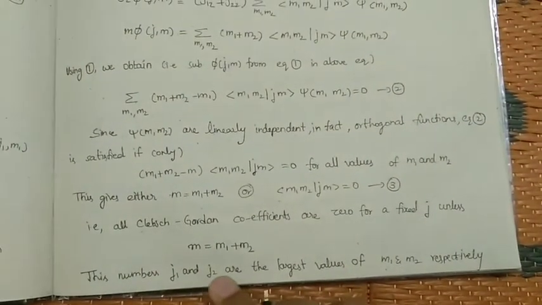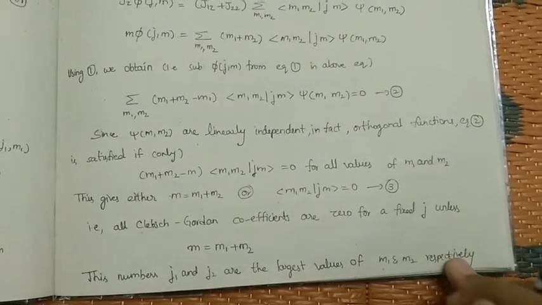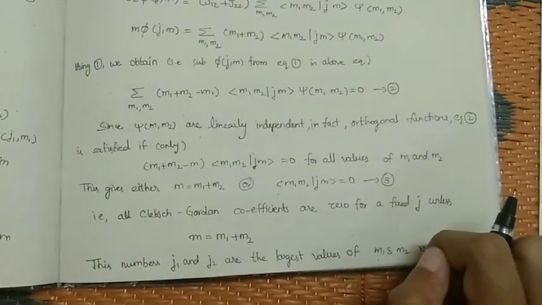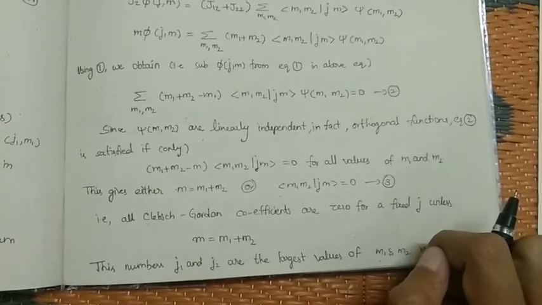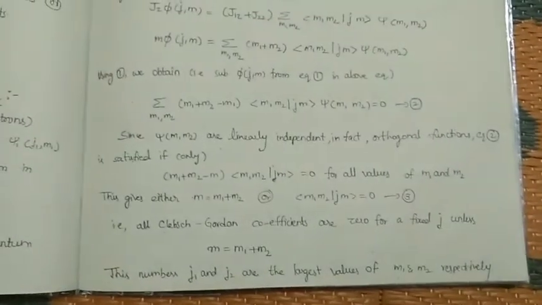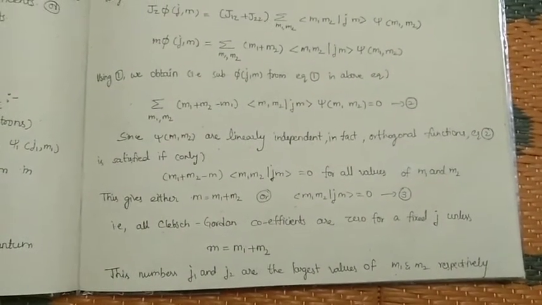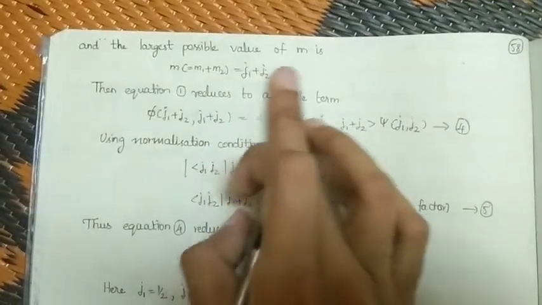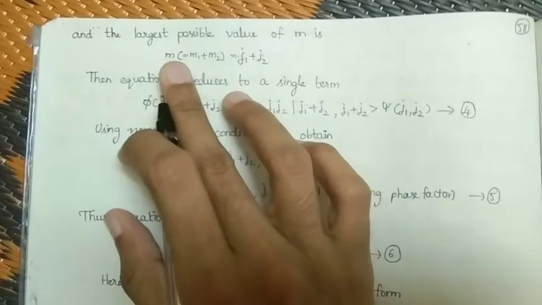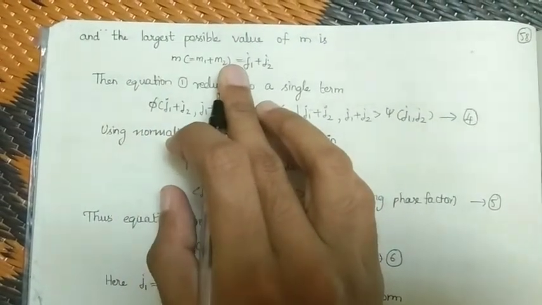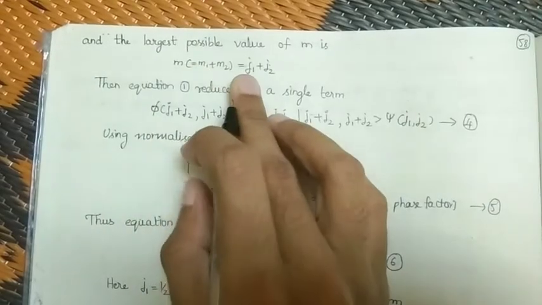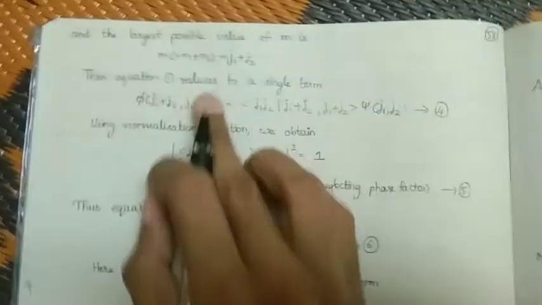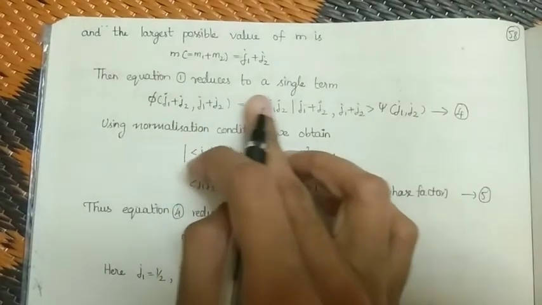So the numbers j1 and j2 are largest values of m1 and m2 respectively. As we have said, the value of m ranges from minus l to plus l or minus j to plus j. So the highest value is nothing but j or the value of l. So here also the highest value of m1 is j1 and the highest value of m2 is j2. And the largest possible value of m, as we already know that m is equals to m1 plus m2, so largest possible value of m1 is j1 and m2 is j2. So hence it is getting added up. Then equation 1 reduces to a single term.